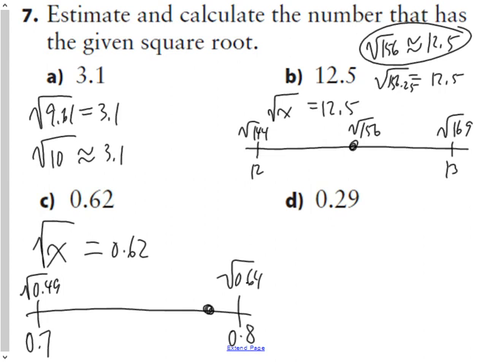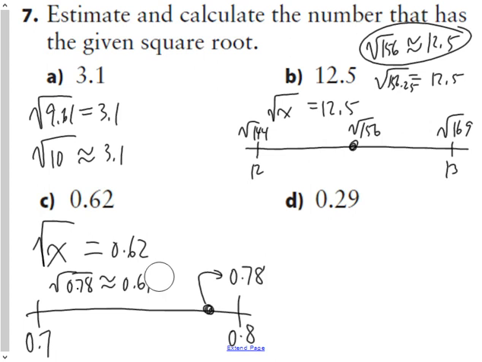Now to help you out, I'm going to erase all this stuff. I'm just going to ask the question, if this was a number line, what number is that point between 0.7 and 0.8? You would probably say something like maybe 0.78, right? So what number has a square root of 0.62? I'm going to say the square root of 0.78 is approximately 0.62. And that looks weird because you would think that number would have to be significantly different, but it's not.